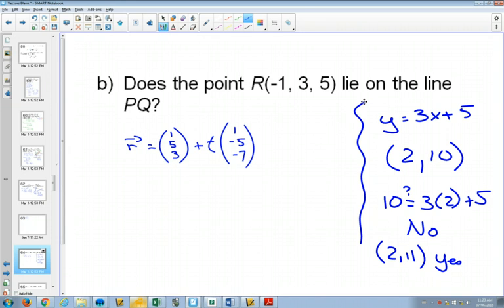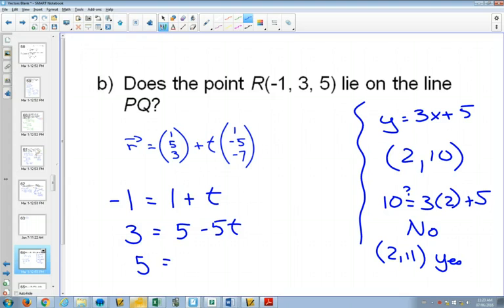So you check to see if that point works. We're going to do the same thing here. We're going to check to see if the point negative 1, 3, 5 is on that line. And to check it, often it's going to be the easiest to use the parametric form of the equation. So when x is negative 1, here it's saying that we would have 1 plus t. When y is 3, we should have 5 minus 5t. And when z is 5, we should have 3 minus 7t.